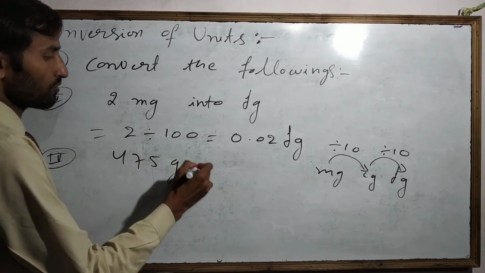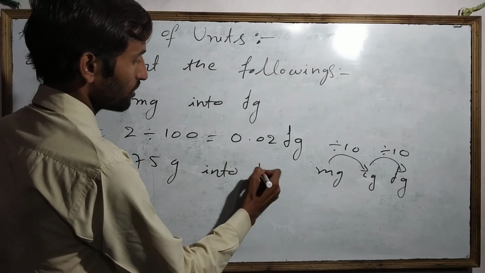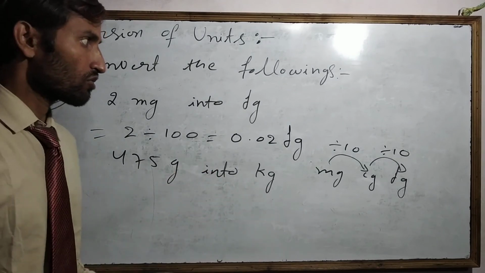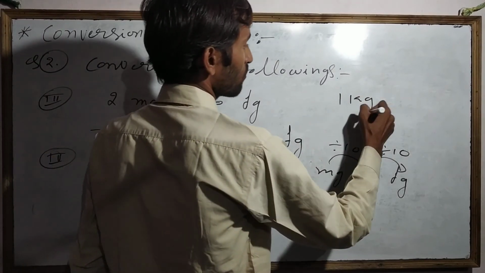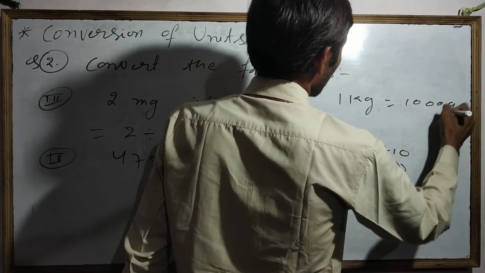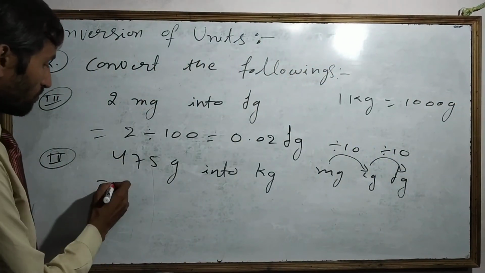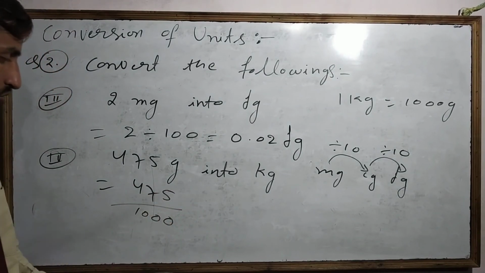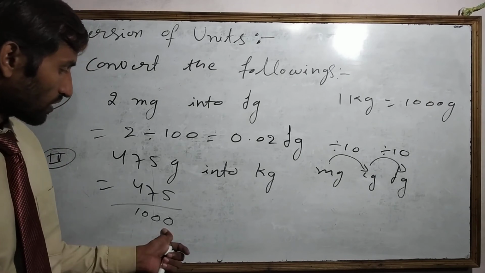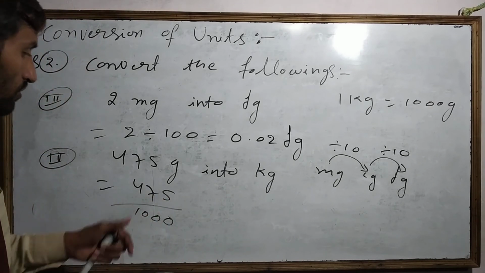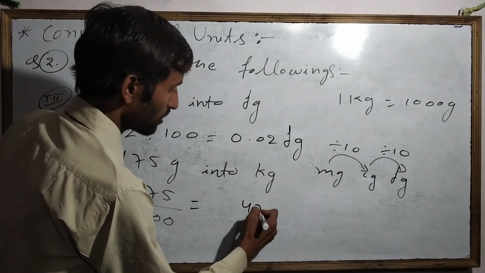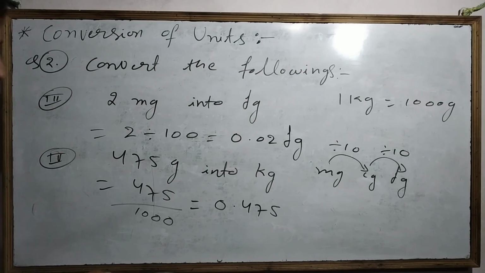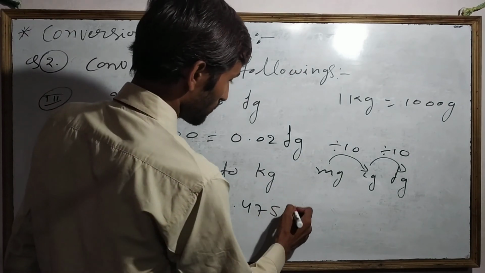Next, fourth one here, 475 gram we want to convert into kilogram, means kg. Gram is given, we have to convert into kg, just remember 1 kg is equal to 1000 gram. Okay, so we will divide by 1000 here, means 475 divided by 1000. Then just you see here 3 zeros are there, then the decimal will come after 3 digits, means 475, 1 2 3, point will come here, then you put 0. So final answer is 0.475 kg.